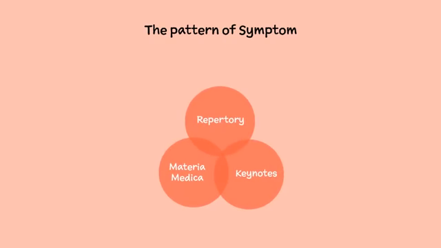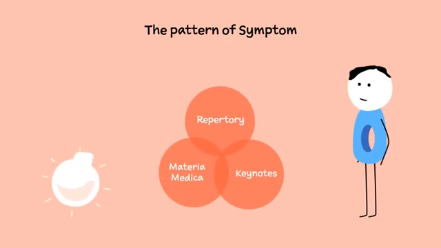The first one is the pattern of symptom. It's based on the method of repertory, materia medica, and keynotes, with its comparison of the symptoms of a remedy to those of the patient. This is the traditional approach and has been the foundation for homeopathic practice.